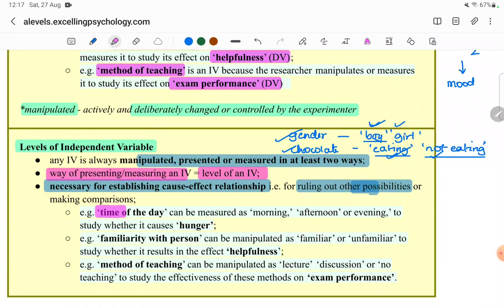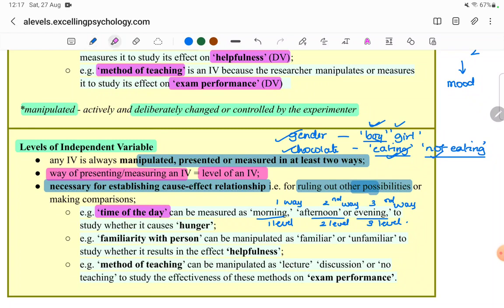We've already seen the example of time of the day as an independent variable. We have seen that a researcher could choose to measure it as, say, morning, afternoon or evening. These are three different ways. So this is one way, morning, the second way is afternoon, and the third way is evening. The researcher will just look at his clock and he'll know what time of the day it is. So three different ways he can look at the clock and decide the time of the day. So we'll call these three levels of the IV. So morning is one level, afternoon is another level, and evening is another level.